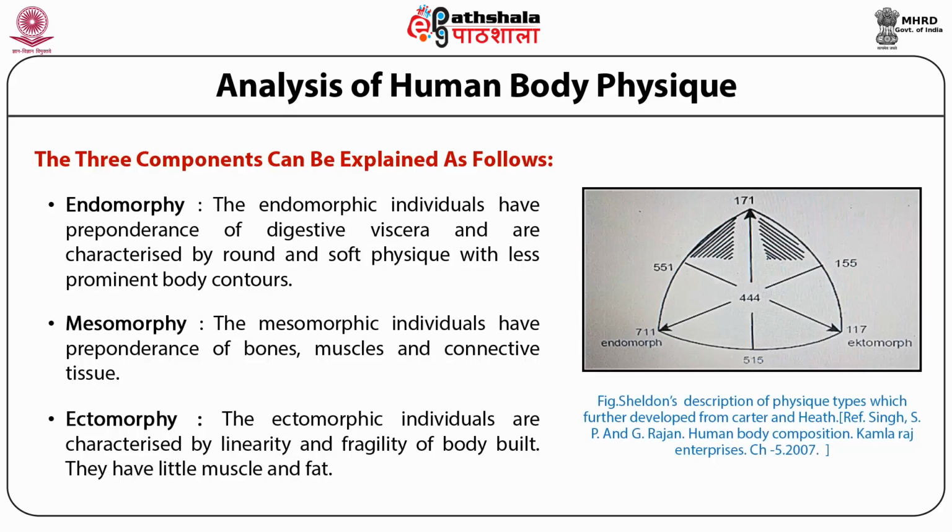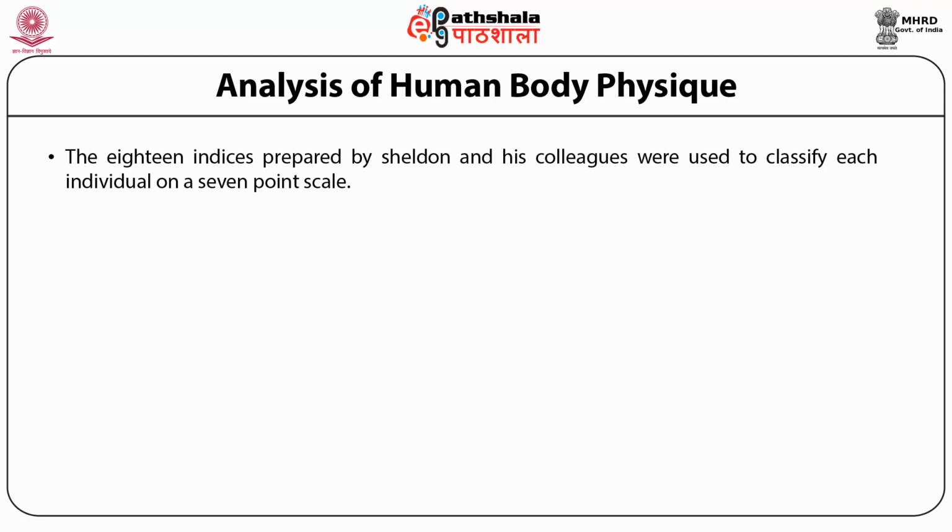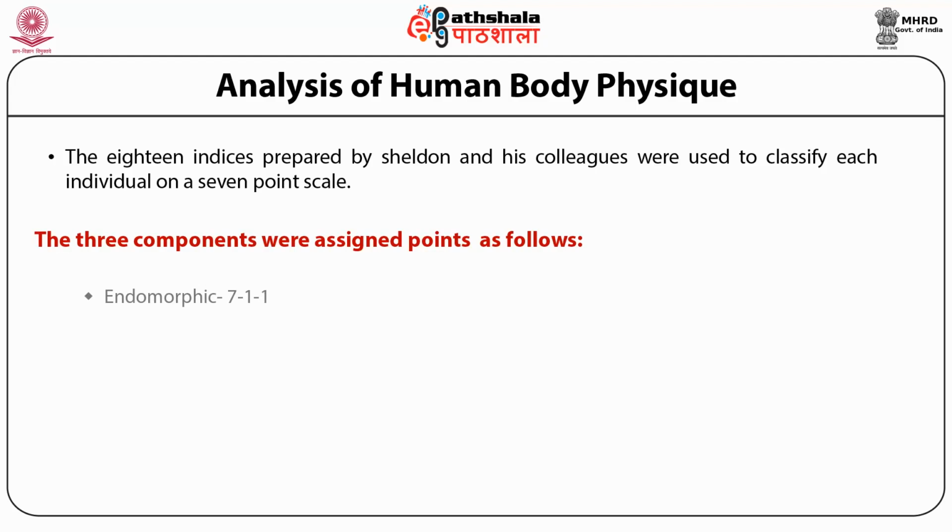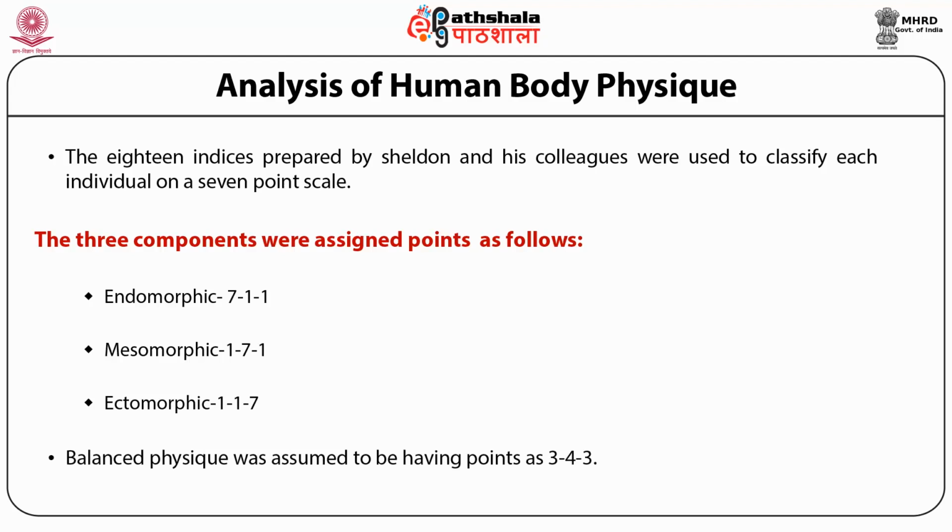This figure shows Sheldon's description of physique types, which were further developed by Carter and Heath. The 18 indices prepared by Sheldon and his colleagues were used to classify individuals on a 7-point scale. Least expression of a particular component was given by point 1, moderate by 4, and complete expression by 7. Hence, the three components were assigned points as follows: endomorphy 711, mesomorphy 171, and ectomorphy 117. A balanced physique was assumed to have points 343.